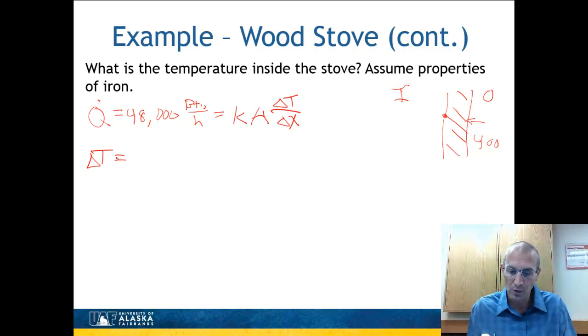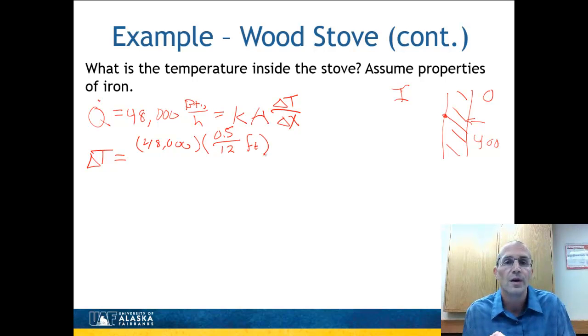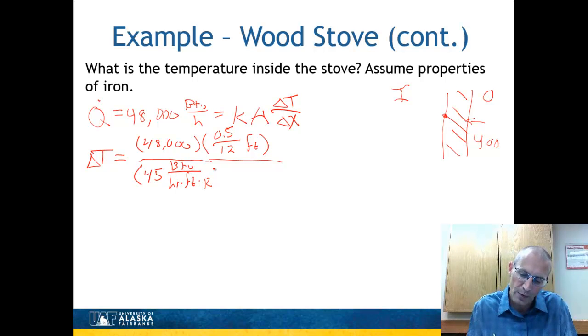So delta T is equal to, I have my 48,000, and then I need to multiply that by the thickness of the stove. It's about a half inch. I'll divide that by 12 to keep my units consistent in feet. And now I need to go ahead and divide that by my conductivity. The conductivity of iron is about 45. The units of that are going to be BTUs per hour, foot, degree Rankine. And then my cross-sectional area that we had from the previous part at 20 square feet.